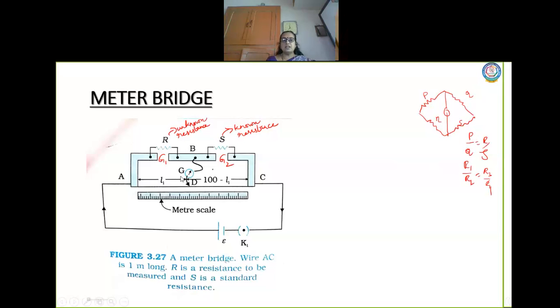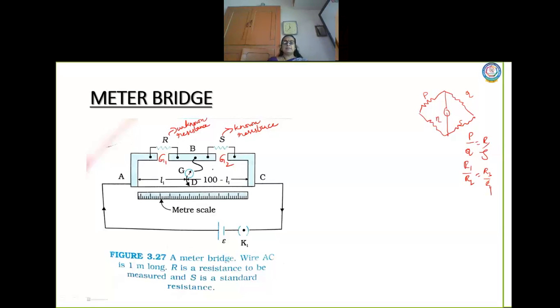Is it clear, children? Are you able to understand? Now we can measure this length. This is a 100 centimeter wire. If this length is 30 centimeter, naturally DC will be 70 centimeter. So we can find out the value of the unknown resistance. Now this value is already known. This value I can measure. This value also I can measure. With all these values I can find out the value of the unknown resistance. This is how a meter bridge works. Is it clear, children? Yes.